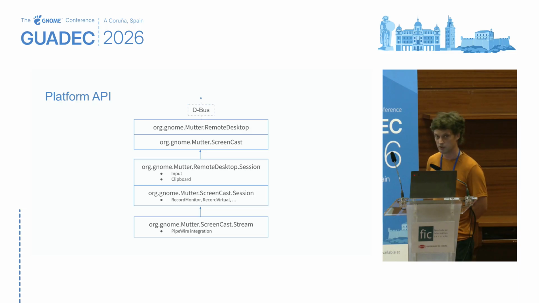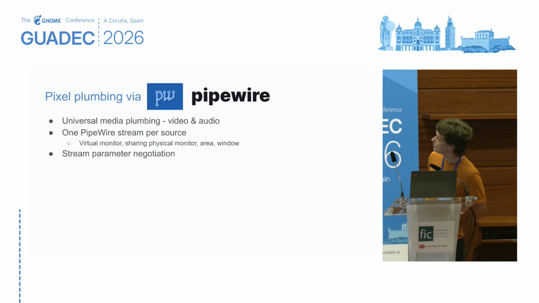It's session-based, where in principle it should mean that there's a session in the display server or desktop environment that corresponds to a client connecting remotely, like a user sitting somewhere else. Some functionality is split in between: input and clipboard are in the remote desktop, and screencast is just pixel plumbing. And then a stream.